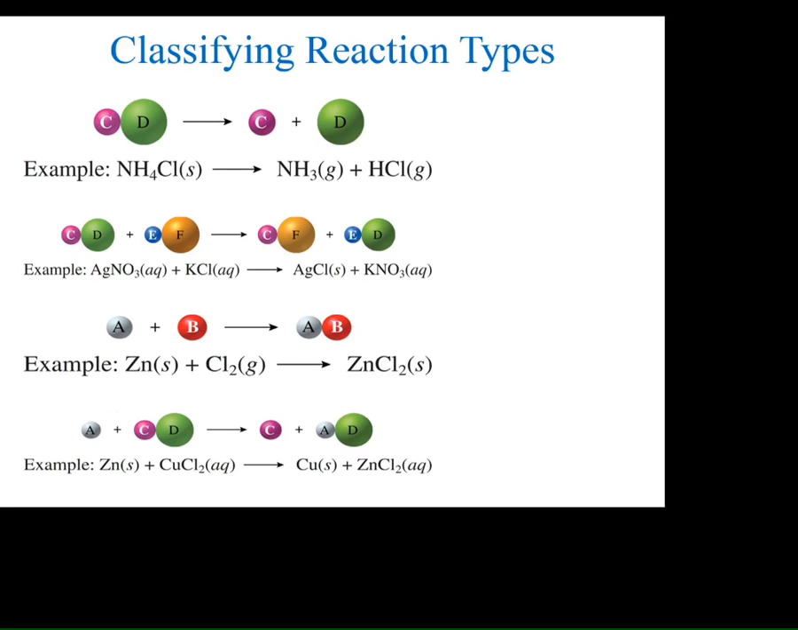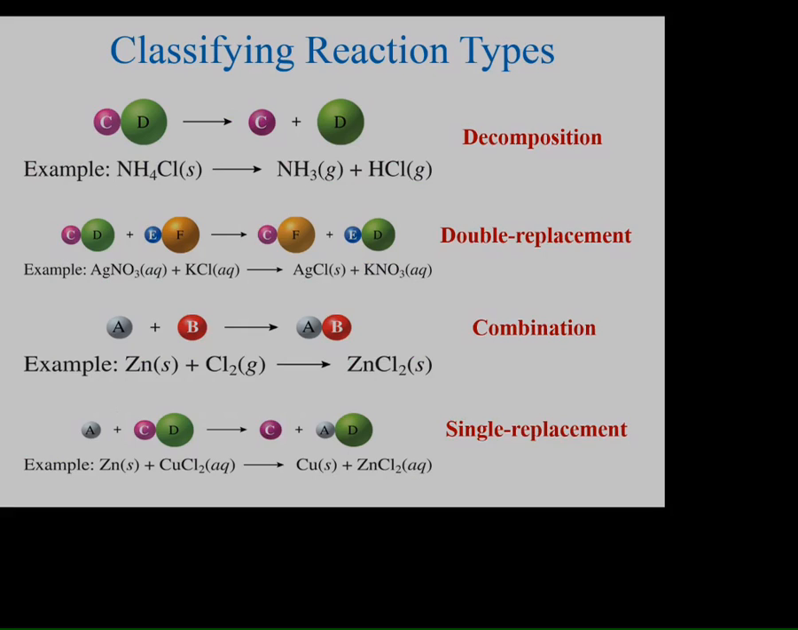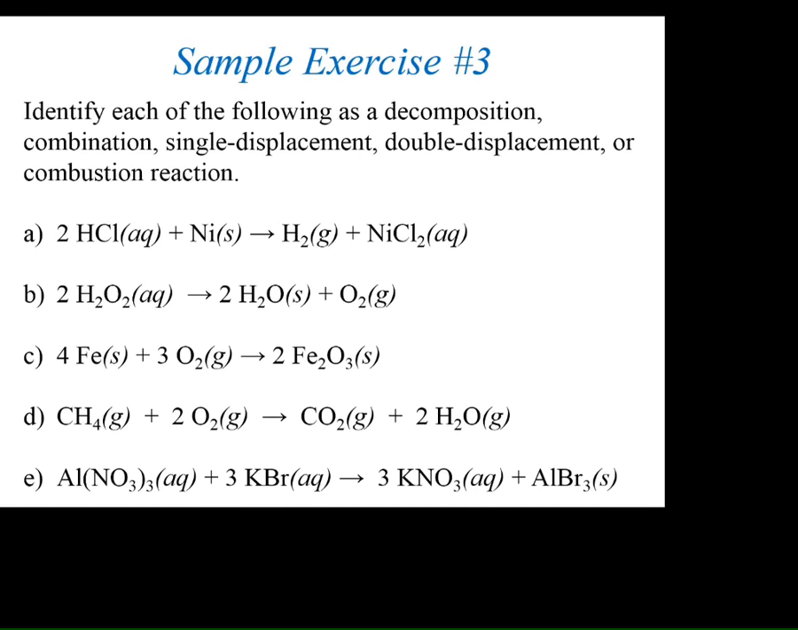So how about this one? What's the first one here? One thing becoming two things. Decomposition. Next one. Two things move, right? Because the nitrate goes with the potassium, the chloride goes with the silver. So that's double replacement. Two things moved. How about the next one? Two things combine to make one thing. Yep. And the last one? Only one thing moved, right? The chlorine moved with the zinc. Awesome. Now it's your turn. Then we'll wrap it up here. So, take a guess, write them down, ask your partner, see what you think.